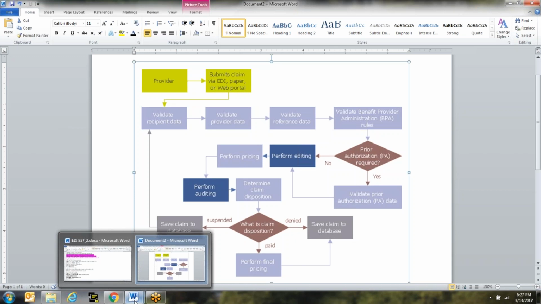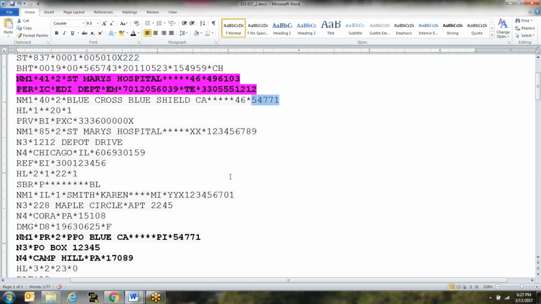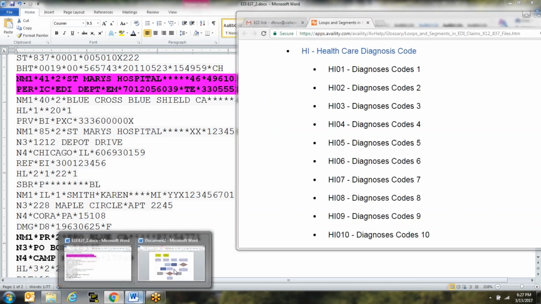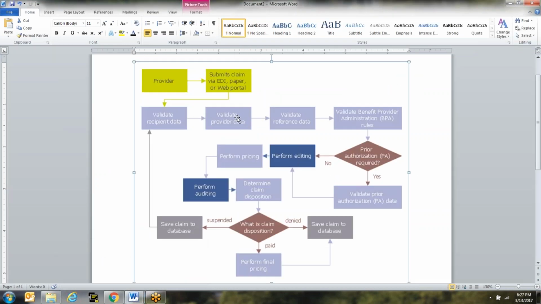If it's an invalid number, the system will take that number. This is the ID of St. Mary's Hospital. If this number exists in the database, fine. If this number does not exist in the database, the system will reject the claim outright. If this number exists, so far we have verified that this claim is meant for us.